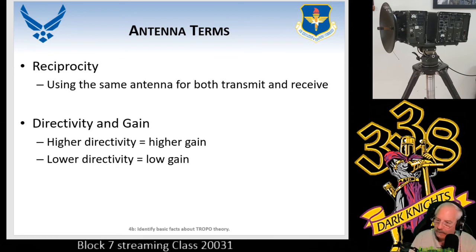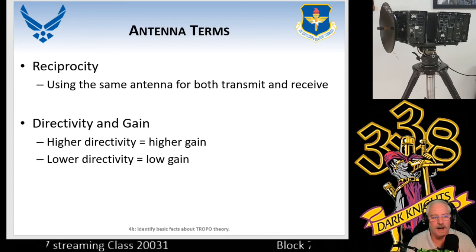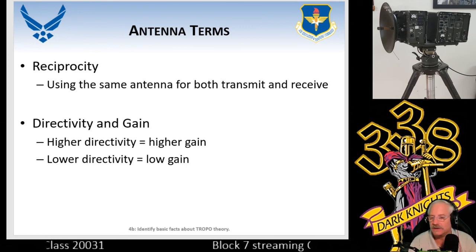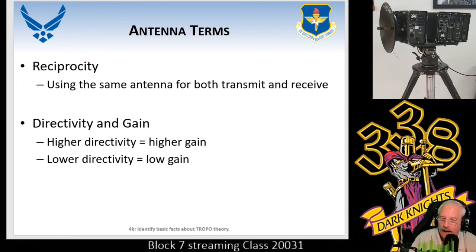Reciprocity you had back in Block 4, using the same antenna, and it's going to transmit and receive well. You got directivity and gain. The higher the directivity, the higher the gain. The lower the directivity, the lower the gain. In other words, a Yagi antenna, which is unidirectional, versus an omnidirectional. So you're probably going to get more distance out of the Yagi pointing it at each other than you would if you had a whip antenna.